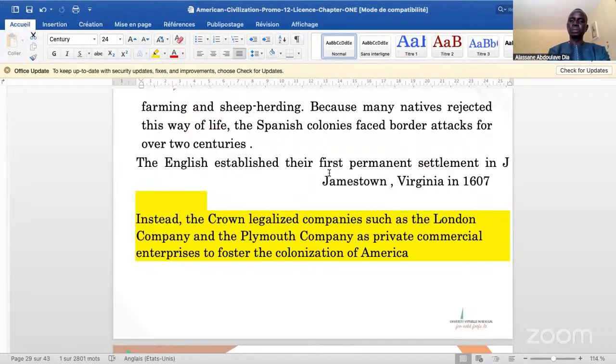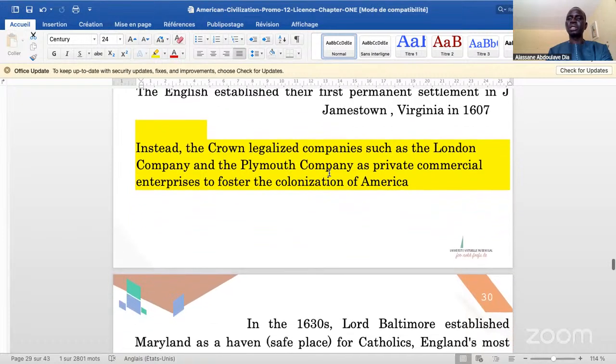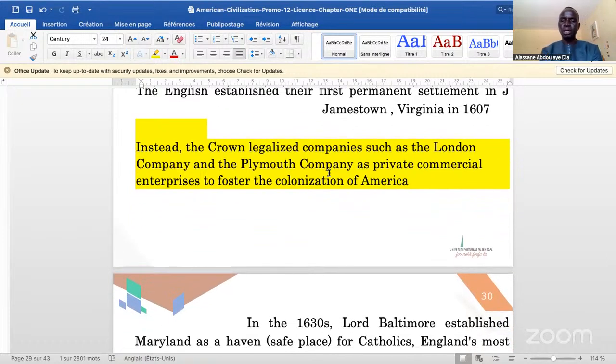So the English, I told you again, established their first permanent settlement in Jamestown in 1607. And instead, the Crown legalized companies. After they established their first colony in Jamestown, they legalized companies. It means they authorized private companies like the London Company and the Plymouth Company as private commercial enterprises.